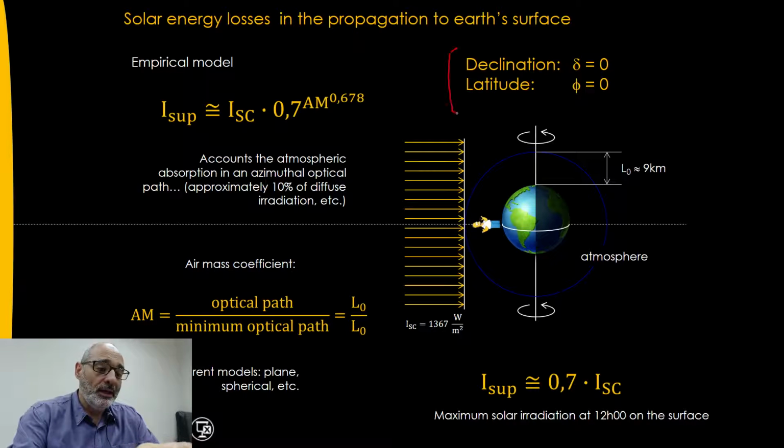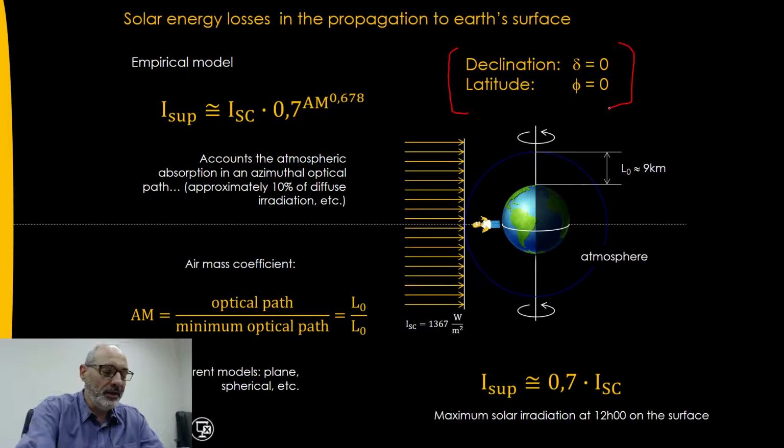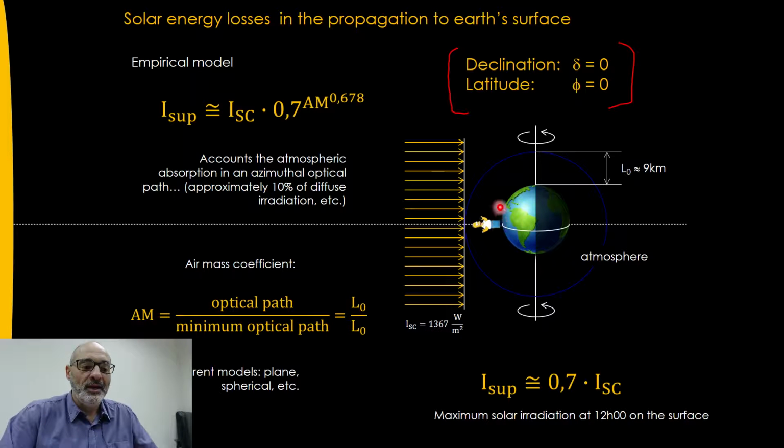So let's start in a particular position, then we are going to make things more complex. We're starting at the most simple situation. Our observer is at the equator, as you can see here. He's at the equator and at noon. So his latitude is 0 and the declination of the sun is 0. So it's noon.